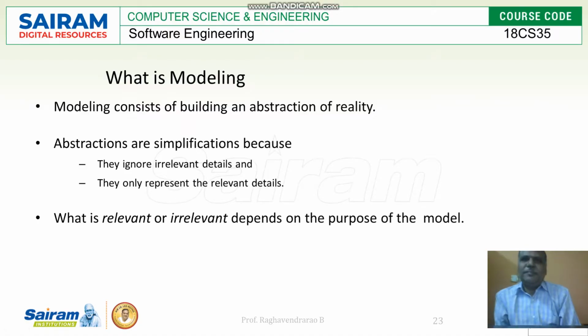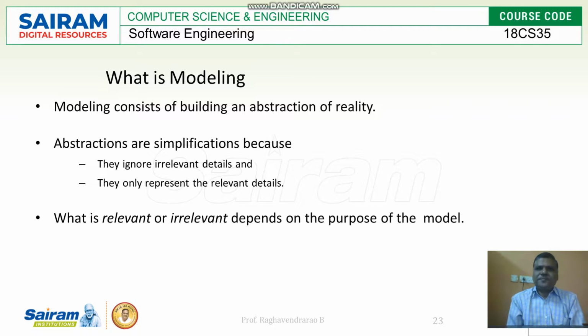The definition says the modeling consists of building the abstraction of reality. So any modeling that you want to do should be in the reality concept, and that abstraction should be there for any object. Abstractions are simplifications because they ignore the irrelevant details. No need for in-depth information; it will not be seen in this. Only represent the relevant details. Only what is relevant to that particular object, if it is considered, is more than enough.